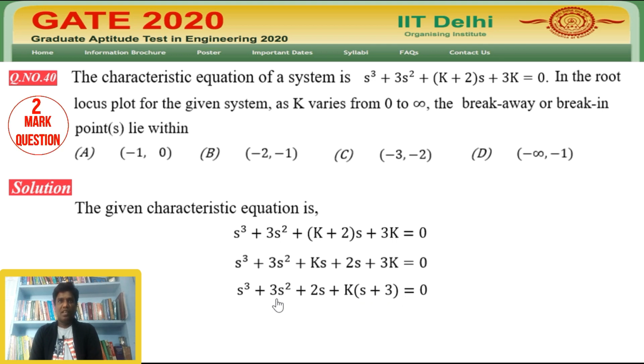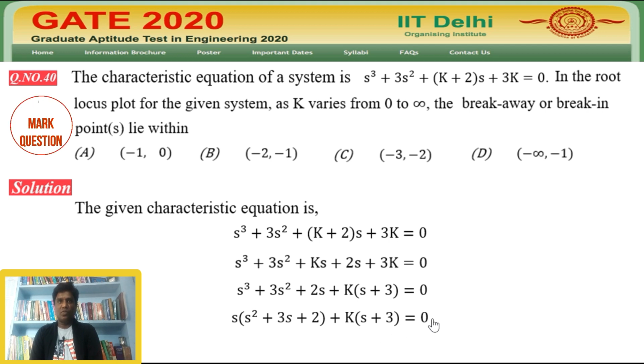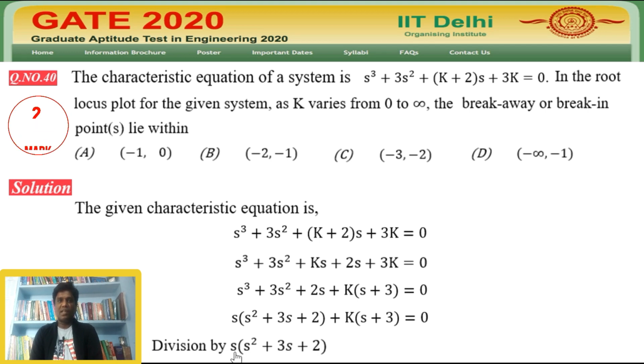In this equation, take s common from the first three terms. Then the equation is s into (s square plus 3s plus 2) plus k into (s plus 3) equal to 0. Next, divide this equation by s into (s square plus 3s plus 2).